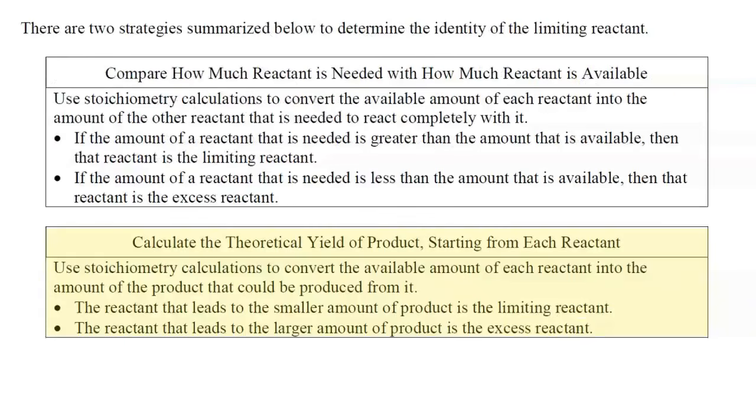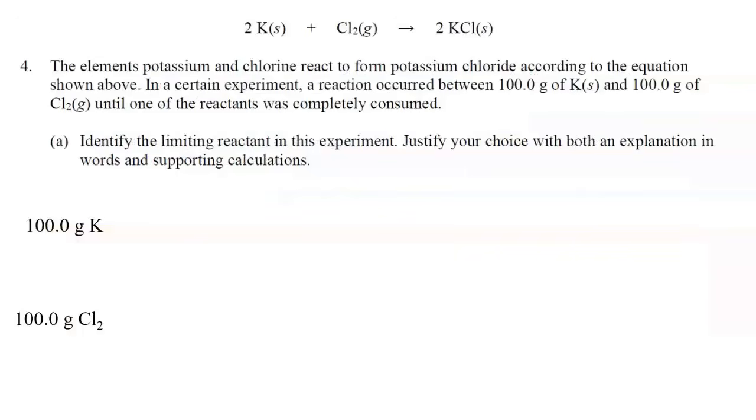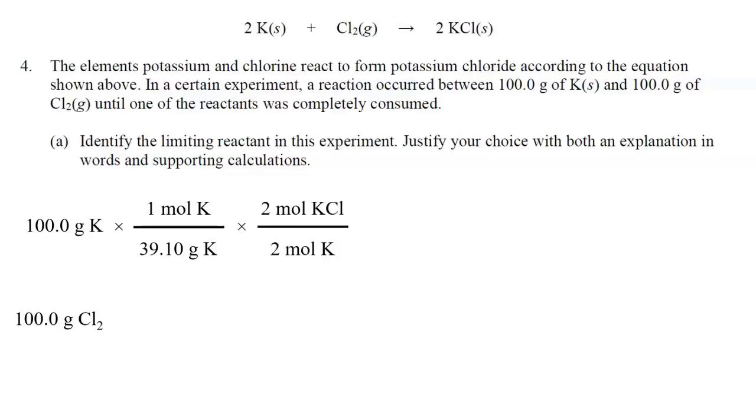So just to be complete, I will show you the other method for determining the limiting reactant, where we convert each reactant into the product and then compare the amounts. So 100.0 grams of potassium, 100.0 grams of chlorine. Let's convert each of these quantities into the number of grams of potassium chloride, KCl, and then we can compare. So first, grams to moles for potassium. Then we go from moles of potassium to moles of potassium chloride. So that's 2 moles of KCl produced for every 2 moles of K consumed.